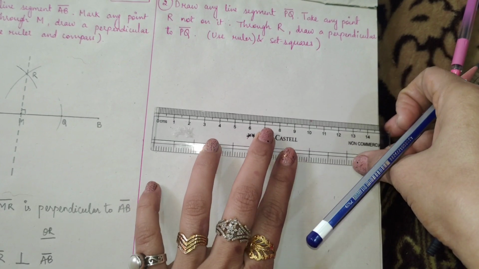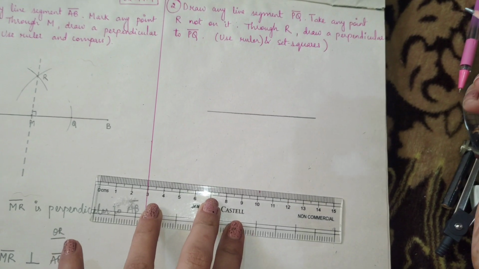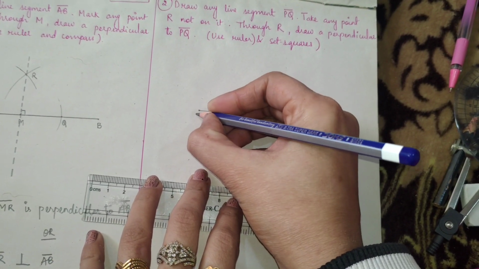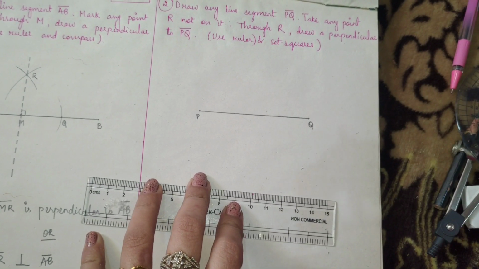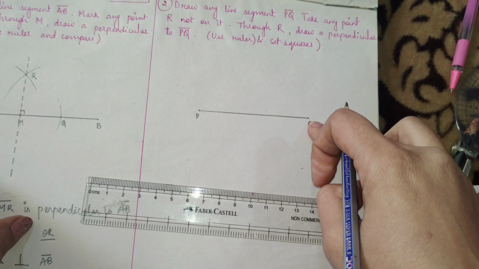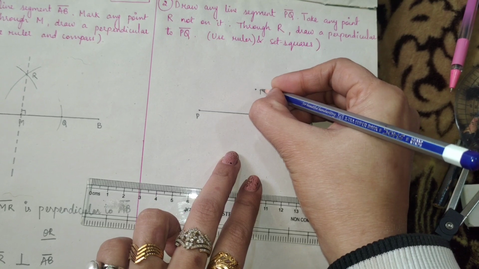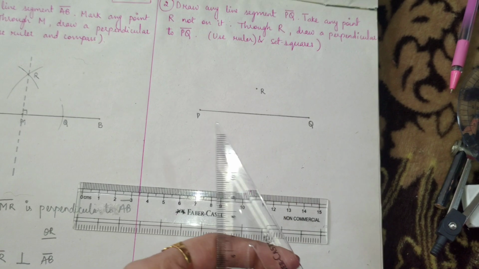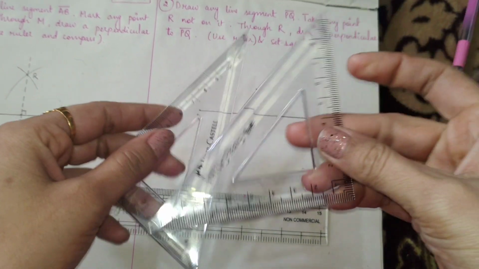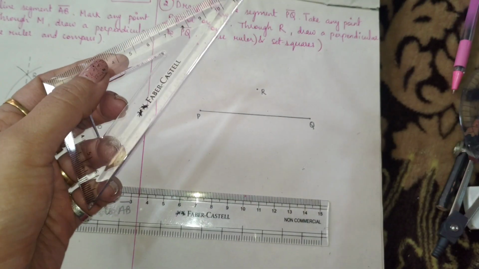Okay, let's start now. First, draw any line segment. Let's say this is the line segment. Name it PQ. And then take a point R, but not on the line segment. So let's say we have taken point R here. Just name it as R. Now you need to use set squares. These are set squares. I've already told you in the class. You can use any of them. I'll use this one. You can use another one as well.